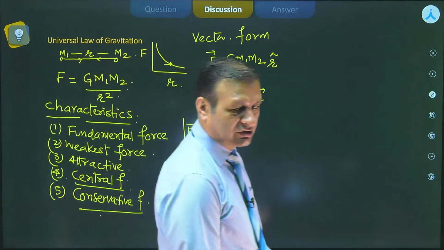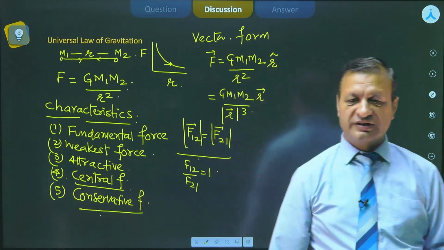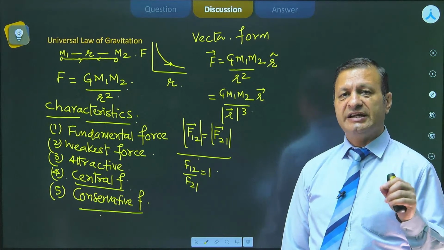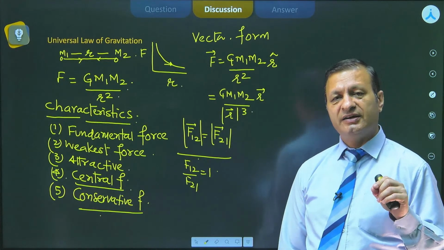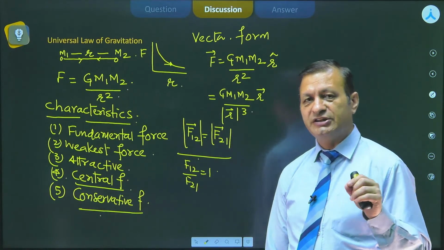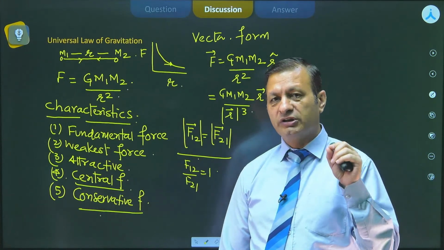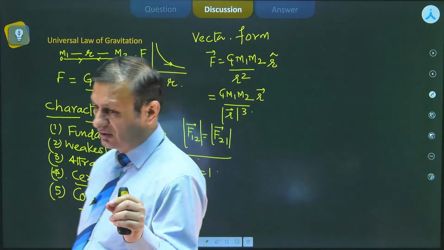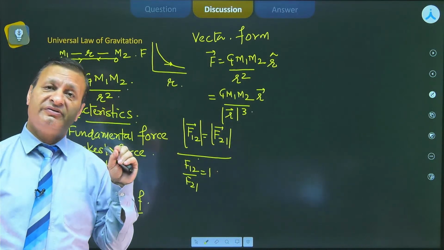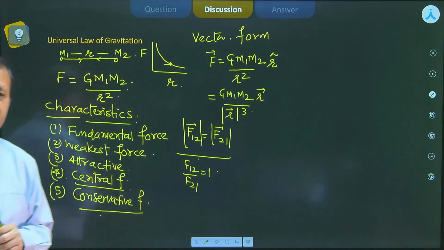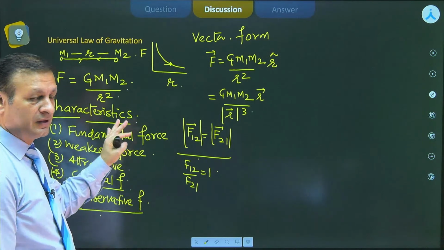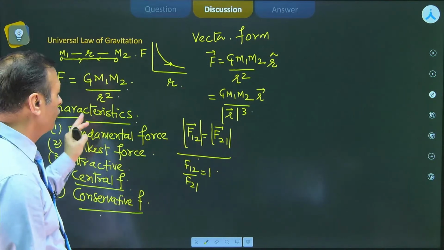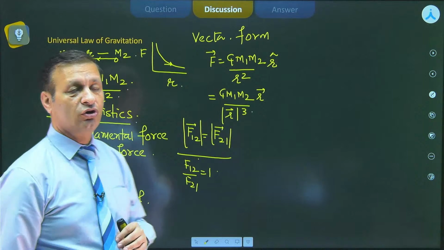Aditya has asked me, please explain what central force means. Central, C-E-N-T-R-A-L, A-L is basically an adjective ending, so that pertains to the force which acts along the line joining the centers of the two masses, that is central, pertaining to the center line. So yes, Aditya, I think that is clear to you now. Any doubt from this part? Universal law of gravitation.